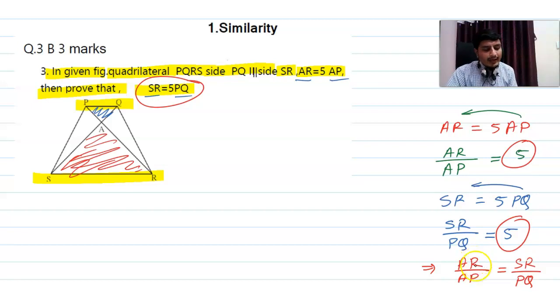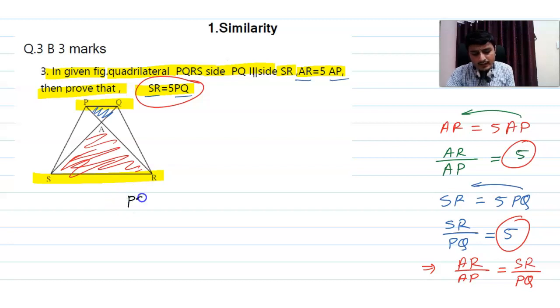So how do we prove that AR divided by AP equals SR divided by PQ? We know AR, AP, SR, PQ are the sides of those two triangles APQ and ARS. So first of all, try to show that the given two triangles are similar. Once the triangles are similar, then we can say the corresponding sides are in equal proportion. So let us try to write.